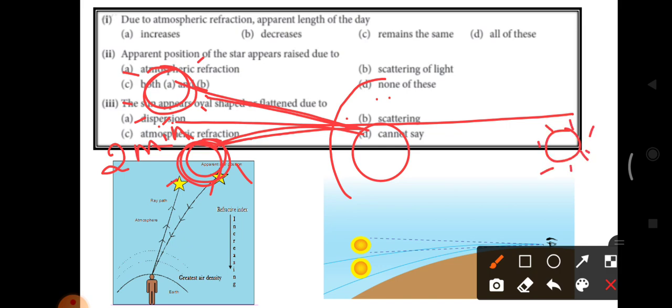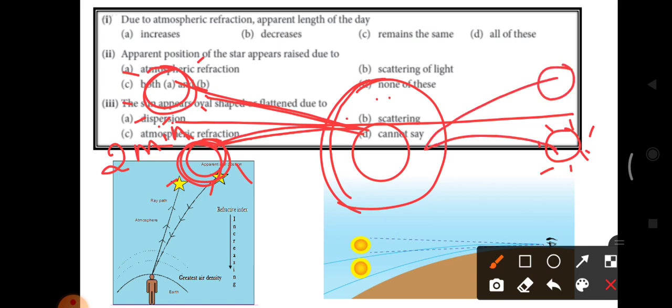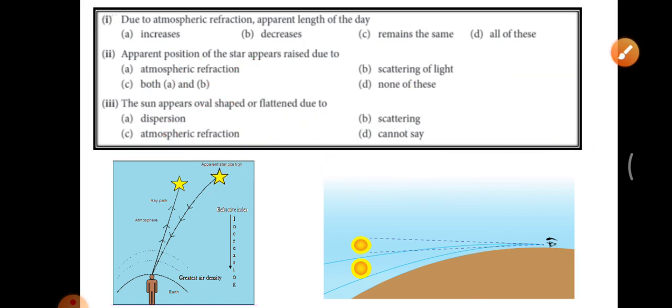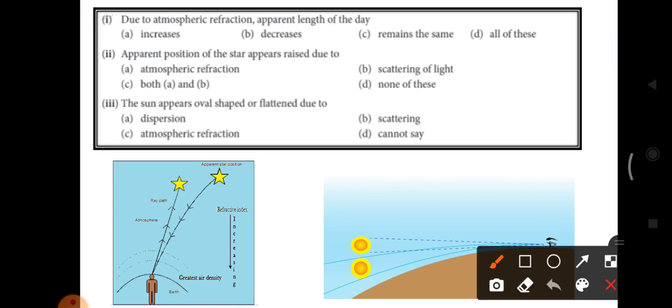When the sun sets, it is below the horizon. It undergoes refraction. Due to that refraction, the sun appears above the horizon. So we can see the sun after sunset for 2 minutes. So for sunrise 2 minutes and sunset 2 minutes. So totally the length of the day is increased by 4 minutes. So due to the atmospheric refraction, the apparent length of the day increases by 4 minutes.